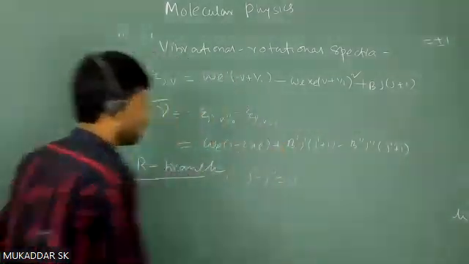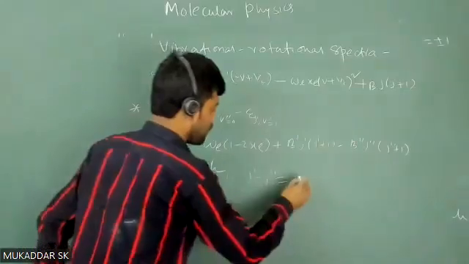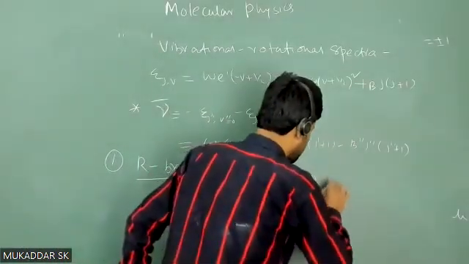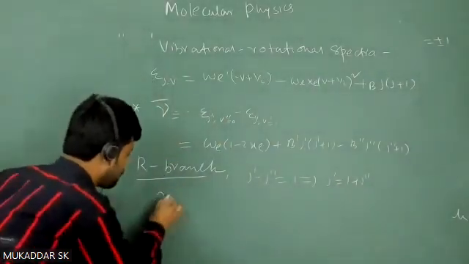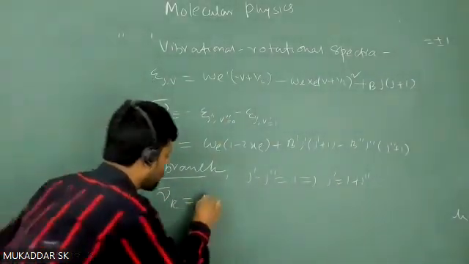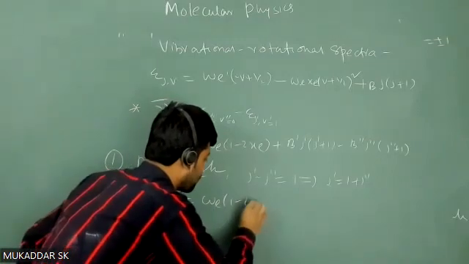Now if you substitute that in this expression, if you substitute that j prime equals 1 plus j double prime, then you will obtain that expression for R branch, and that will contain omega e 1 minus twice xc.